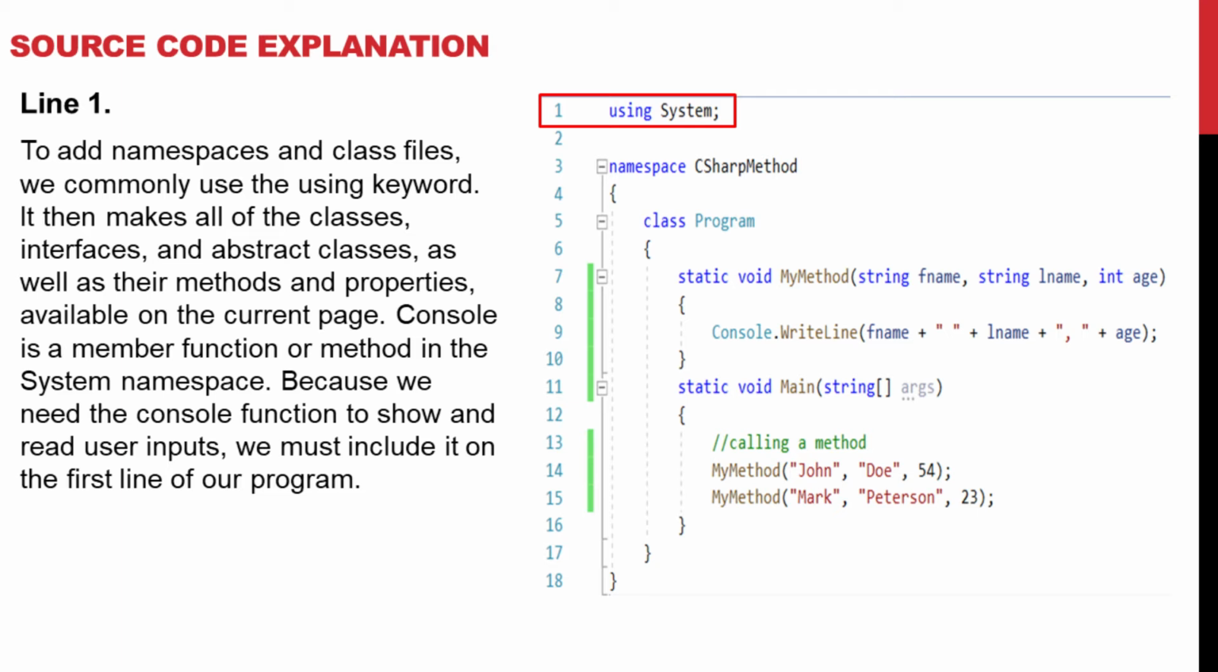Line 1. To add namespaces and class files, we commonly use the using keyword. It makes all of the classes, interfaces, and abstract classes, as well as their methods and properties, available on the current page. Console is a member class in the System namespace. Because we need the Console class to show and read user inputs, we must include it on the first line of our program.